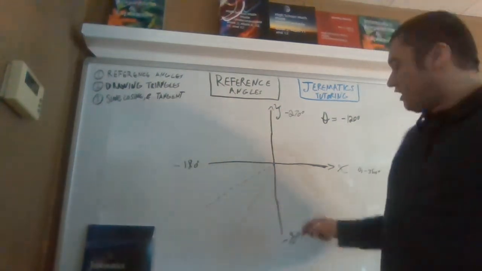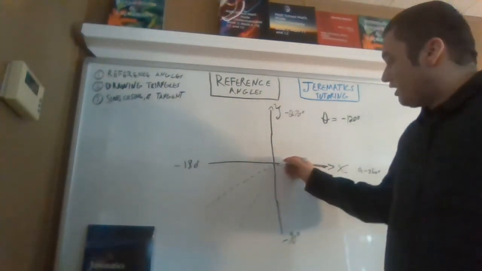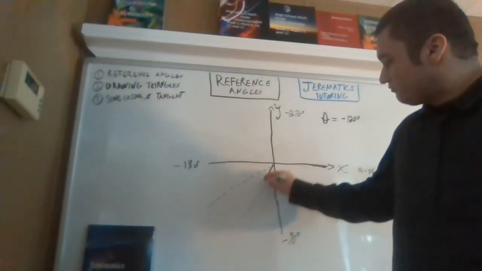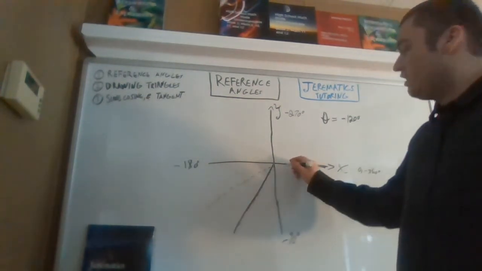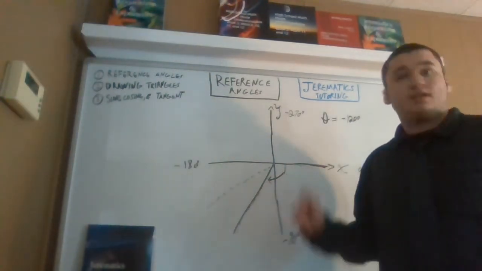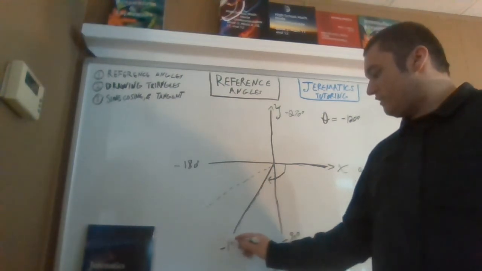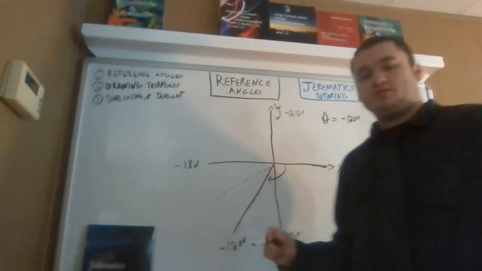So we've got negative 90, negative 120, negative 150, negative 180. Where does negative 120 lie? Negative 120 lies right over here. Now we draw an arrow showing that the direction is clockwise, to show that this is indeed a negative angle. Now we must figure out the reference angle. How do we do that?